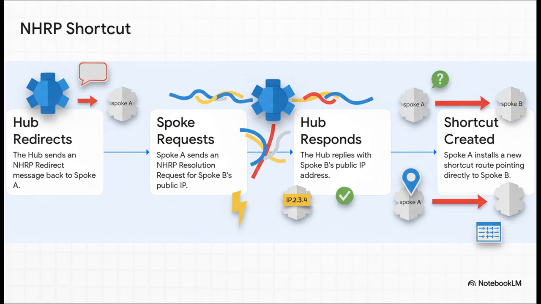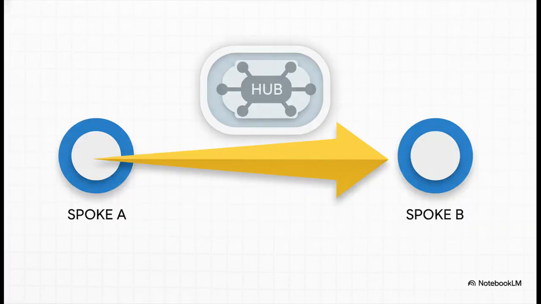The hub replies with the IP, and bam, this is the magic moment: spoke A installs a brand new shortcut route in its forwarding table, pointing right to spoke B. And the result of that super quick back and forth? It's awesome. From that point forward, all the rest of the traffic in that conversation zips directly from spoke A to spoke B. The hub is totally out of the picture. A dynamic, on-demand tunnel has just been built, and the path is now as efficient as it can possibly be.